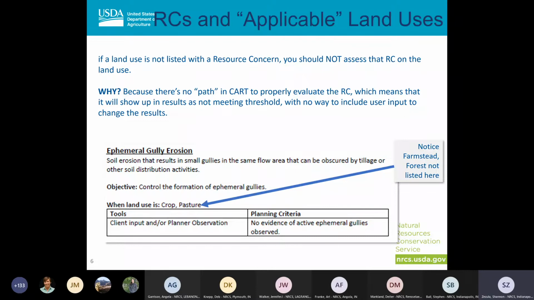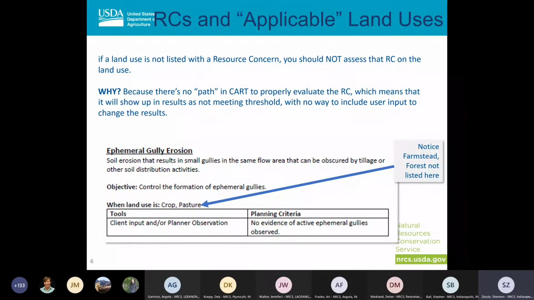Case in point, water feature. If you select bank erosion and assign it to a PLU without that water feature land use, if you tag the bank erosion resource concern to a planning land unit without the water feature modifier, CART will not bring up the bank erosion resource concern for you to answer. But when you get to the end, CART will say bank erosion not met.